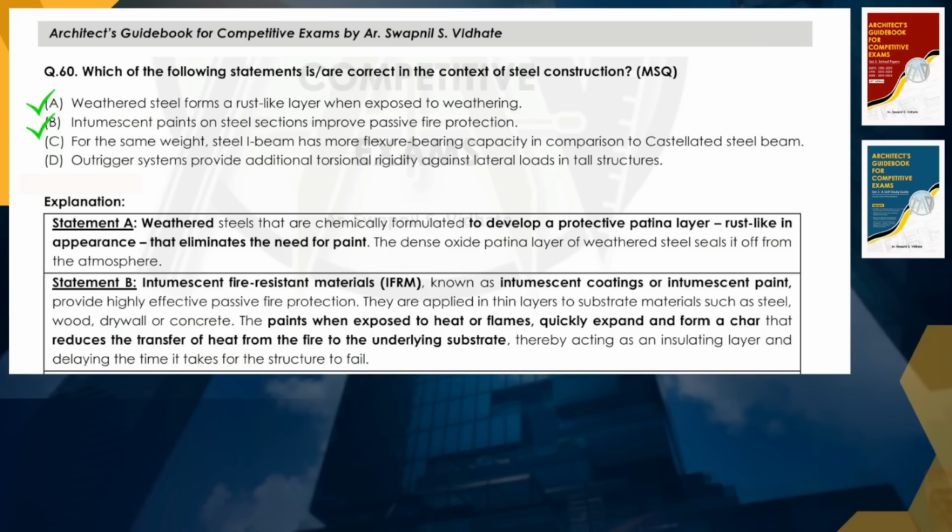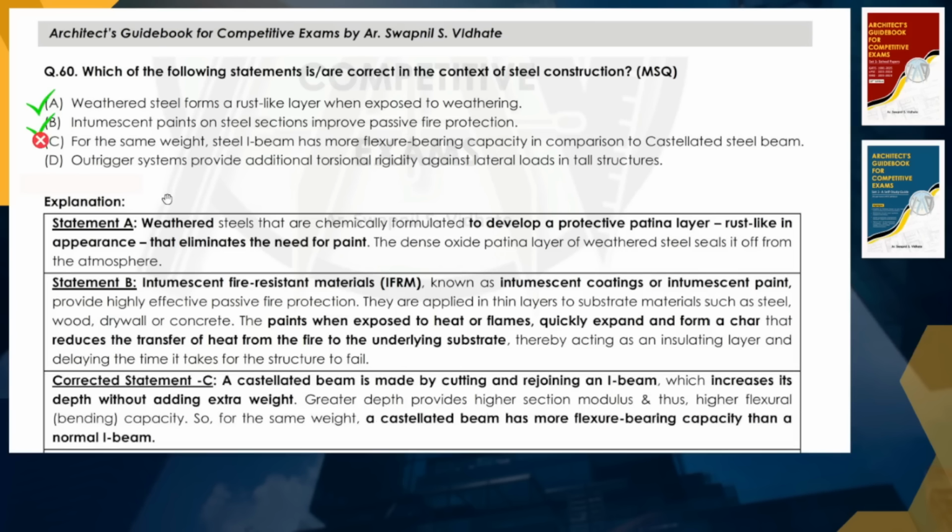Now, the correct sentence would have been, for the same weight, the castle steel beam has more flexure bearing capacity than the steel I-beam, right? So castle beam is made by cutting and rejoining an I-beam, which increases its depth. You can search about what is the type of castle beam. So it increases the depth without adding any extra weight. So greater depth provides a higher section modulus, right? And thus it provides higher flexural bending capacity.